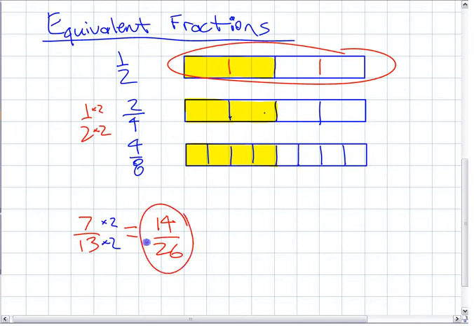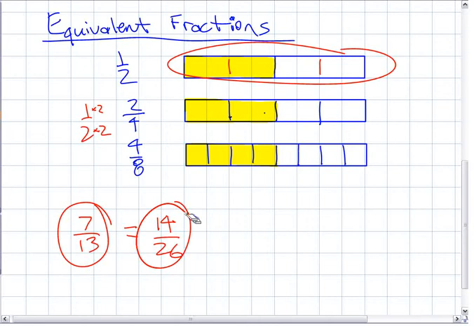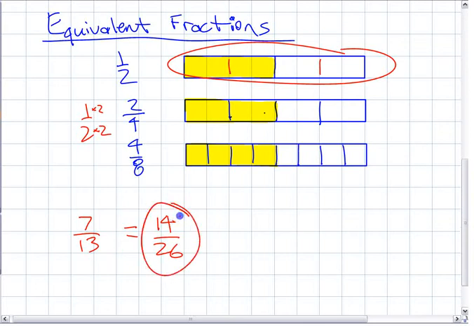Would you rather have 14 26ths of a pizza or 7 13ths of a pizza? Would you rather have that much or this much of a pizza? Doesn't matter, they're both the same, right? That's the right answer, right? It doesn't matter, they're both the same. Unless you decide, well, I want to feel like I have more, so I want to have twice as many smaller pieces, right?